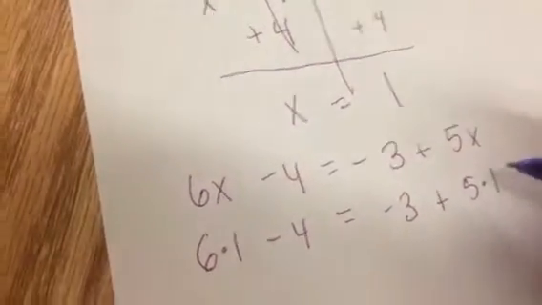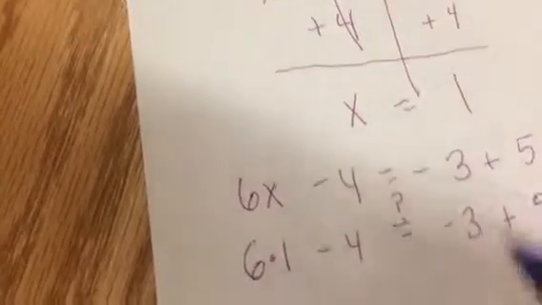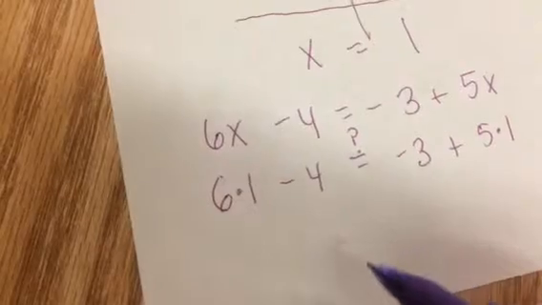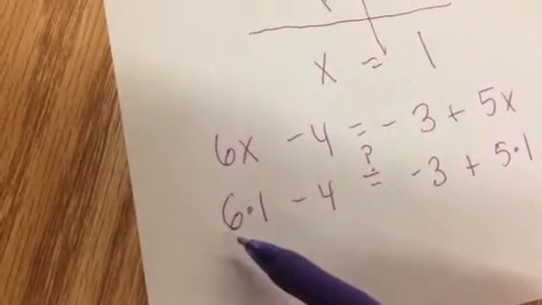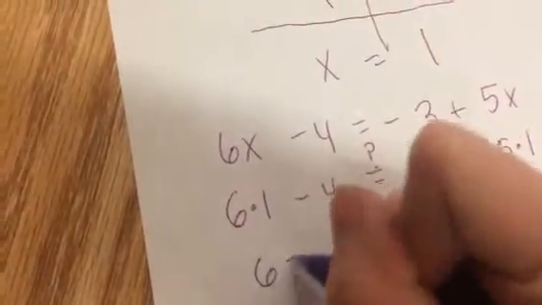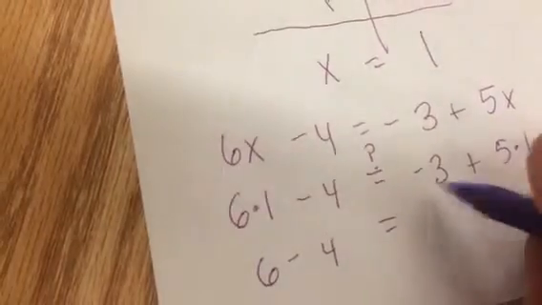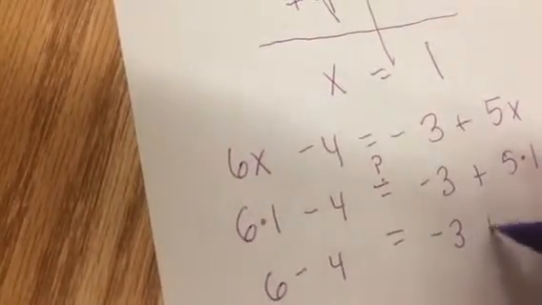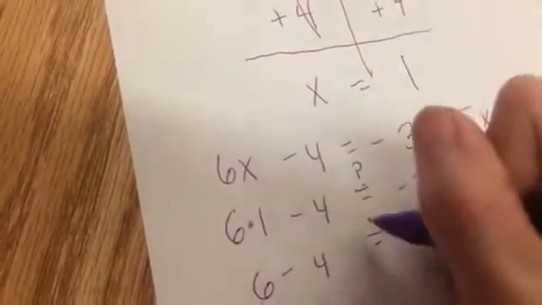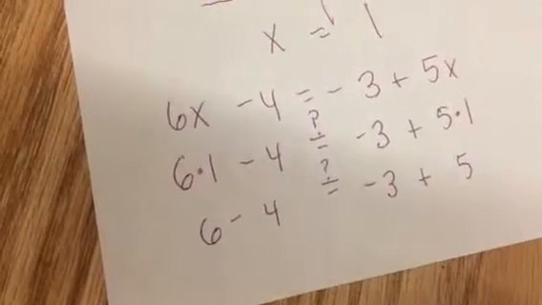Now, we're checking to see, let's put a question mark over the equal sign because we're not really sure if the sides are going to be equal. We're checking to see if they are. So now follow the order of operations, multiplication first. 6 times 1 is 6, minus 4. Copy your equal sign. Negative 3 plus 5 times 1 is 5. And again, this is a question mark. We're not sure if these sides equal each other.